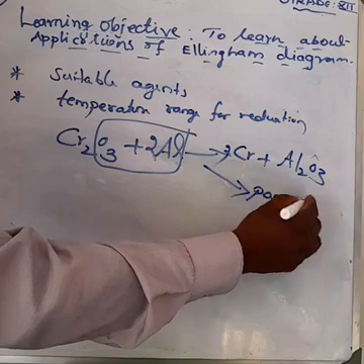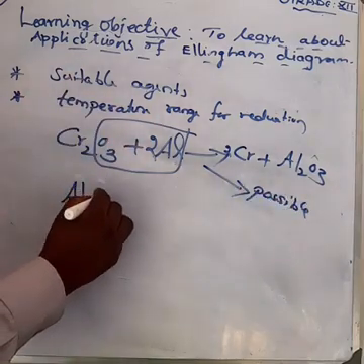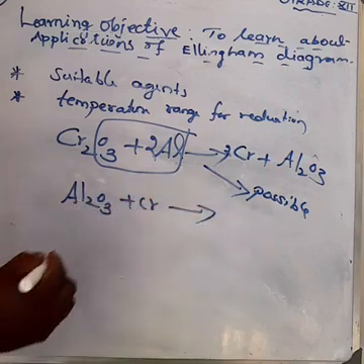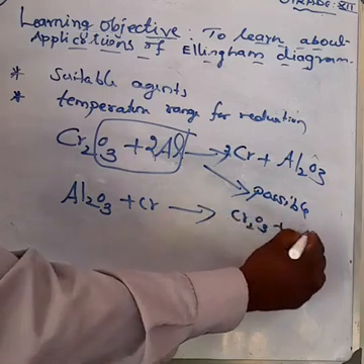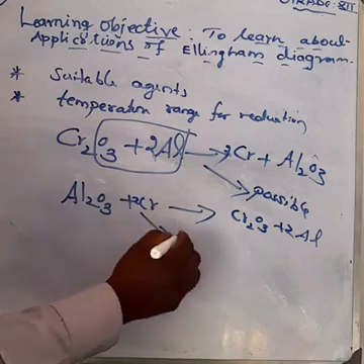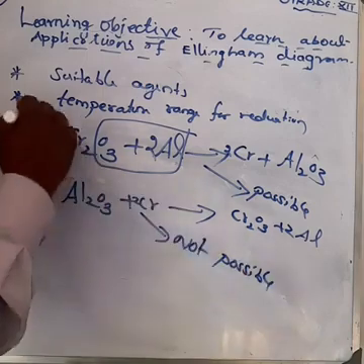When we are writing another reaction, Al2O3 combines with chromium, the expected product is Cr2O3 plus aluminum. We have to balance the equation. But this reaction is not possible. Okay, so which one is the possible reaction? The first reaction is possible.